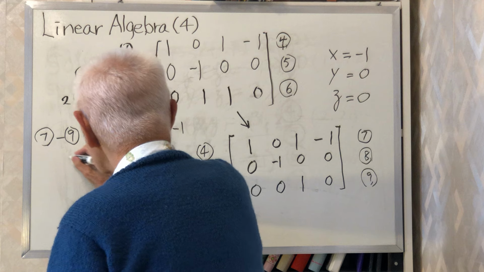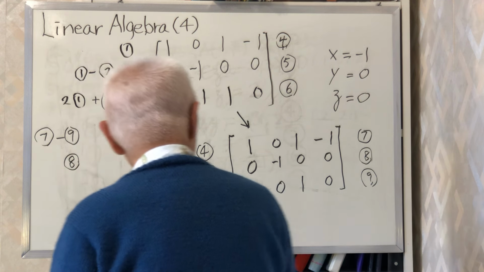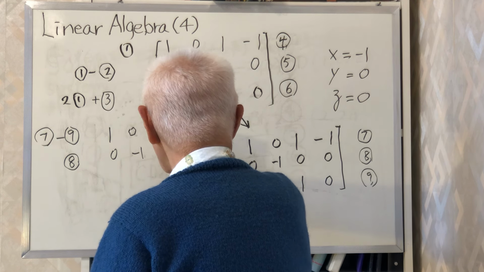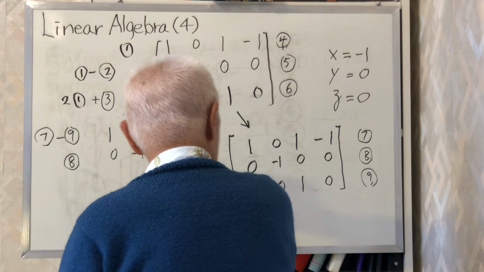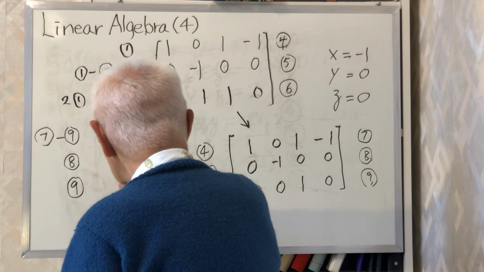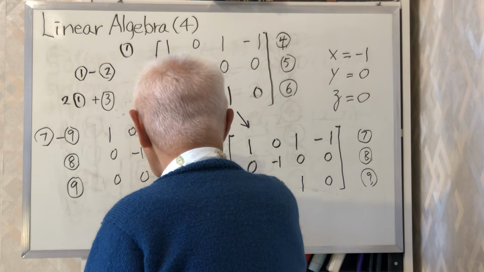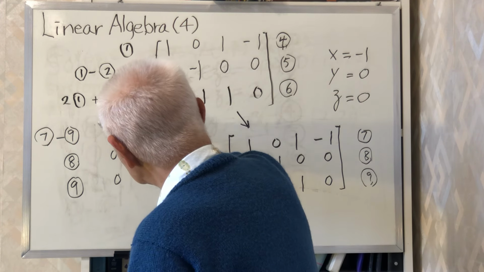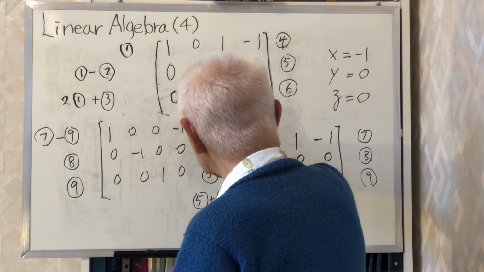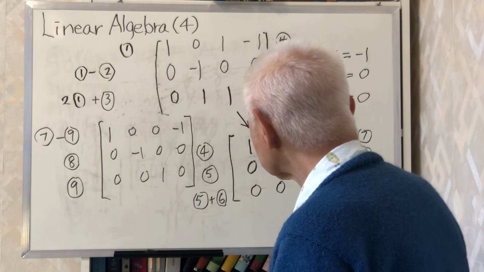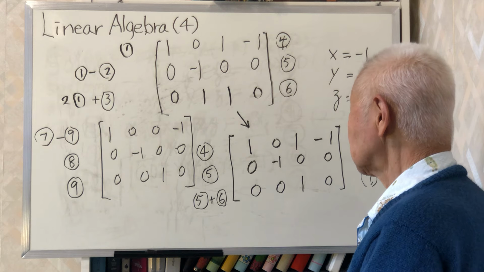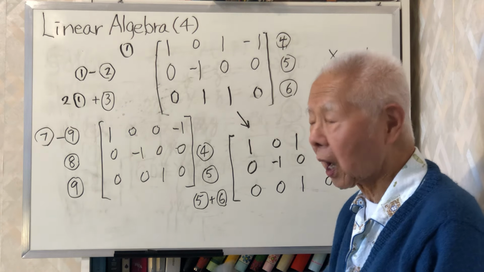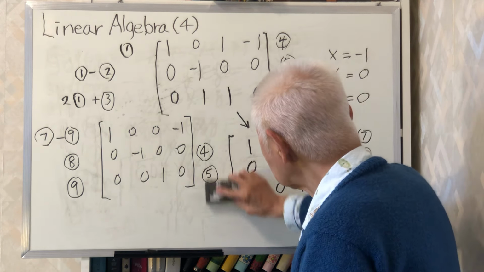Just repeat row 8: 0 minus 1, 0, 0. Repeat row 9: 0, 0, 1, 0. So I have this matrix now. Let me have more space. I erase something.